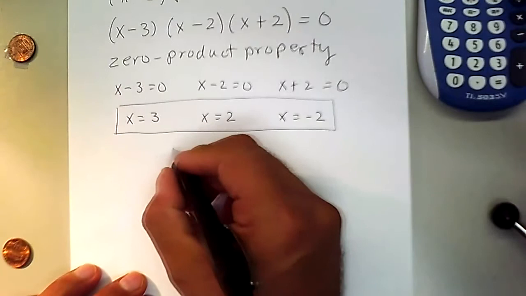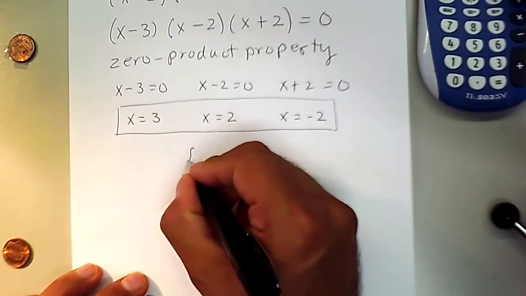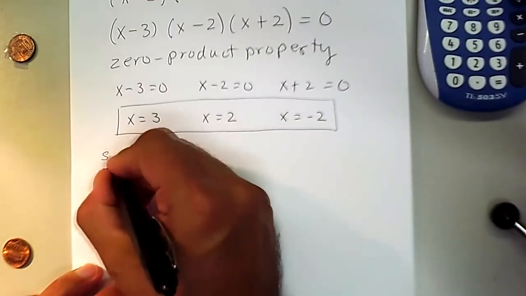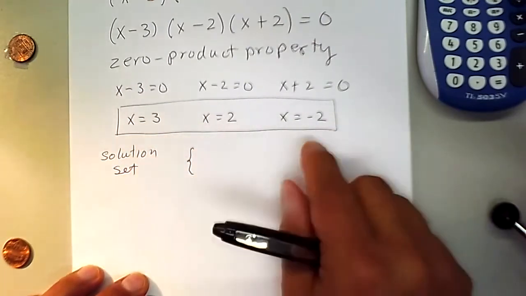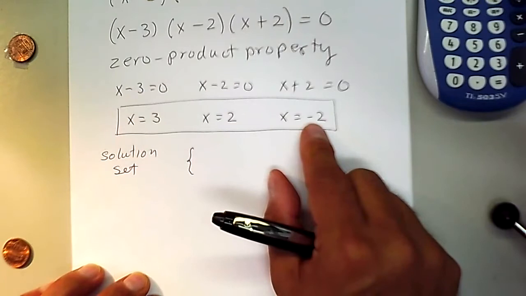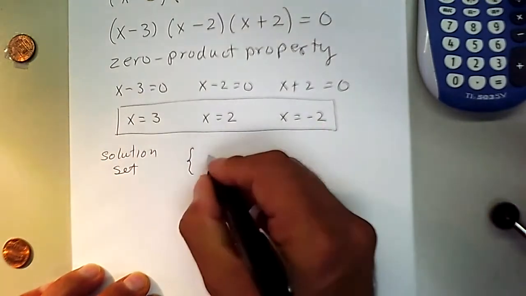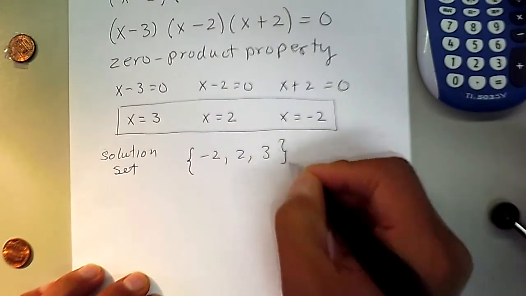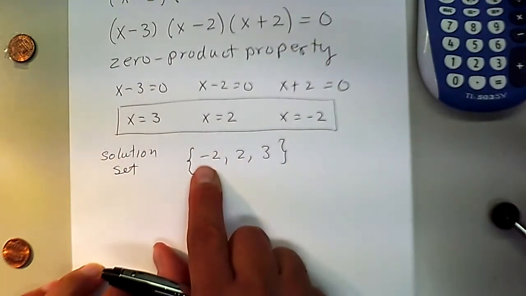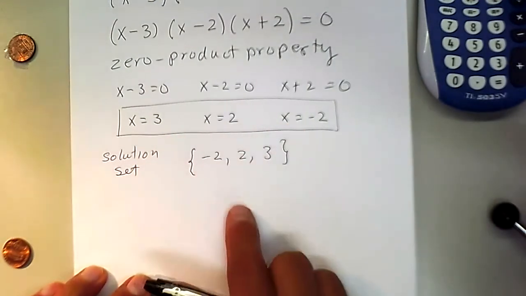Again, we may ask students to write down a solution set, which in this case, typically we write them from smallest to largest. So the smallest one is negative 2, 2, 3, and there we go. Please avoid using plus minus in this case when we are writing a solution set.